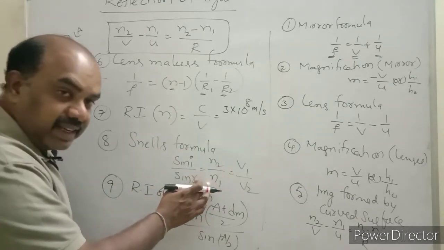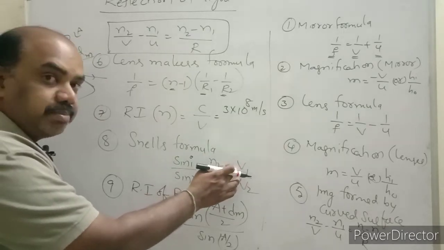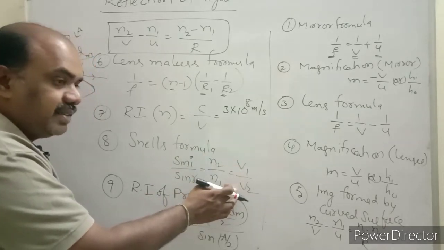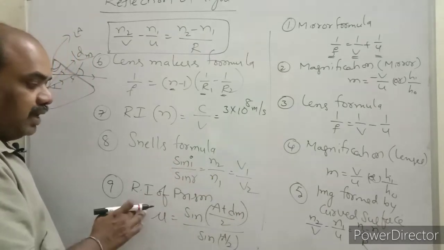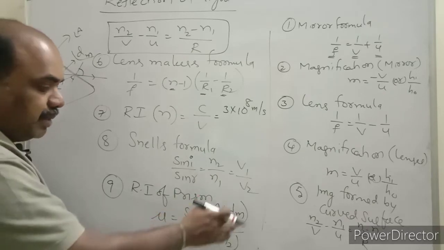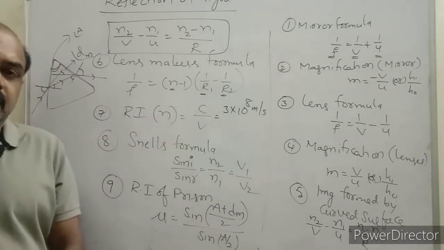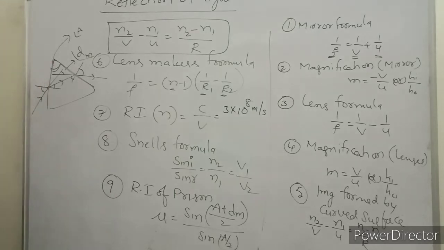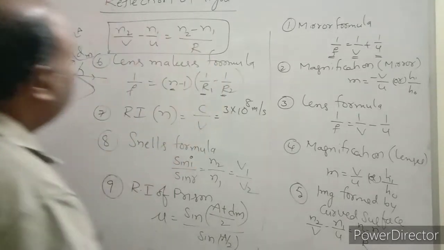n1 means refractive index of first medium. n2 means refractive index of second medium. v1 is speed of light in first medium, v2 speed of light in second medium. i is angle of incidence, r is angle of refraction. For the prism, mu is equal to sin of A plus Dm by 2 by sin A by 2. These are all formulas in reflection and refraction. Take one snapshot and note down. Completed, children? Right.